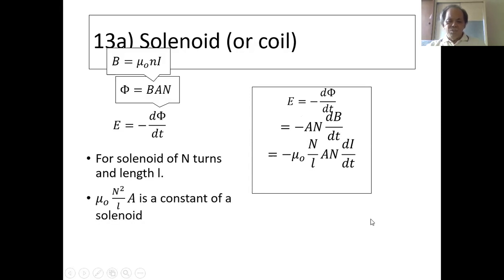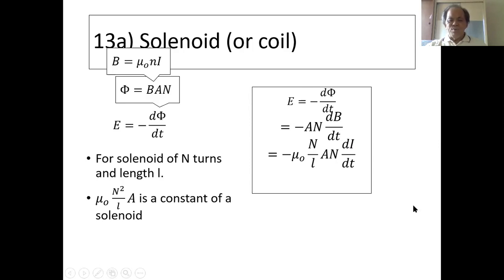Okay. So we can see that this is a constant, mu naught N squared A over L. I rewrite that here. It's a constant of the solenoid. It doesn't change as long as the solenoid is the same. It depends on the number of turns and depends on L. The thing that changes is the induced EMF and the rate of change in current.